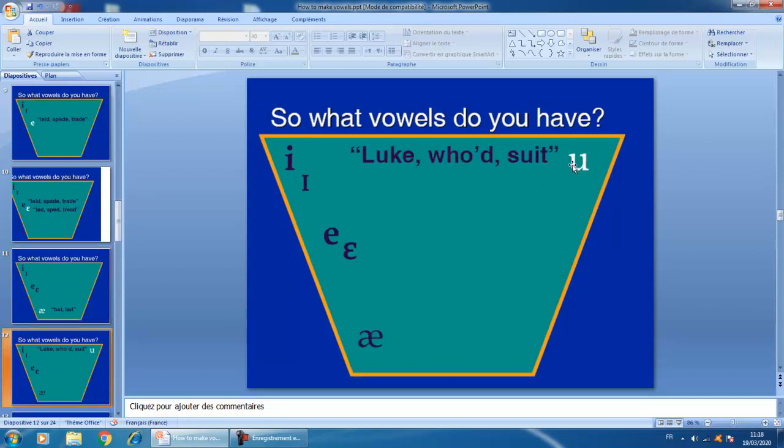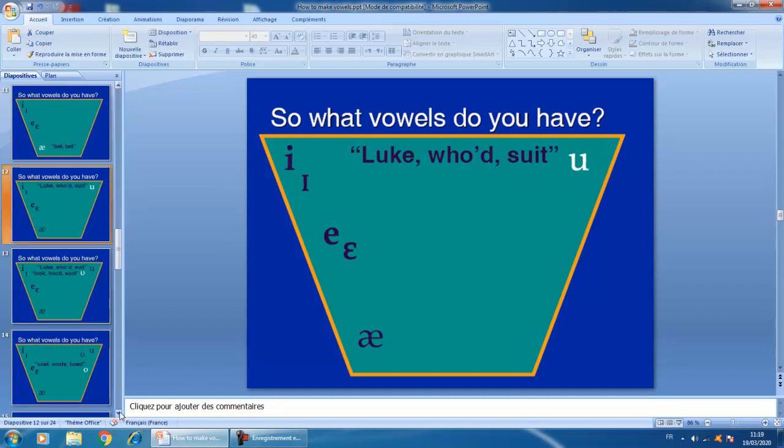Now, another vowel. Look, there is a difference between E and U, in words like luke, hoot, suit. This one is a back vowel because it is produced at the back part of this figure, as opposed to E. If E is front, U is back.